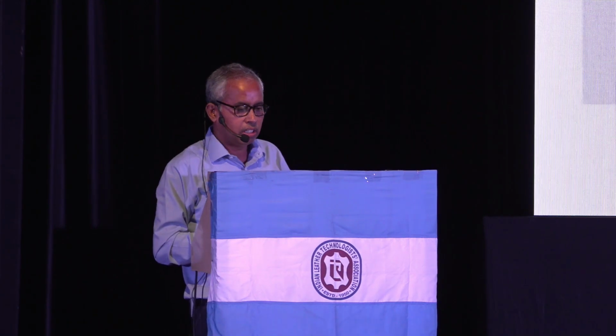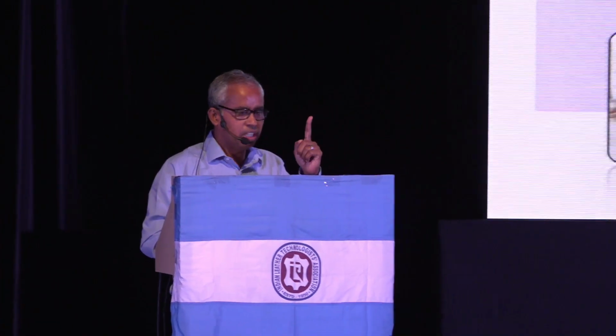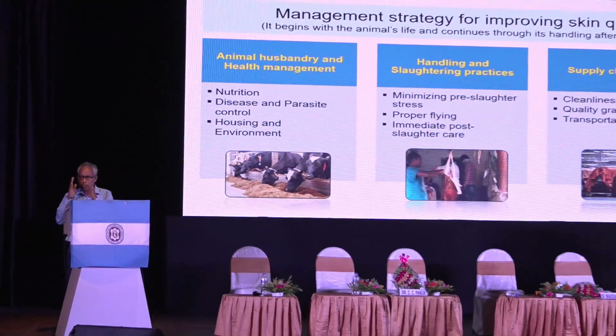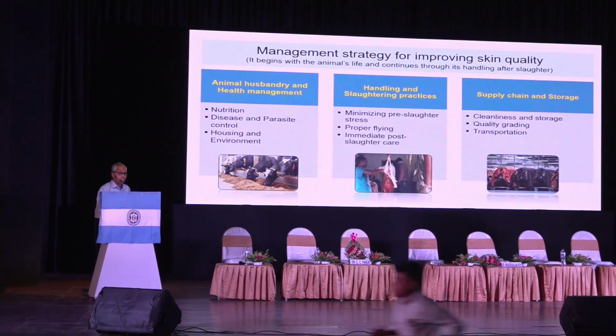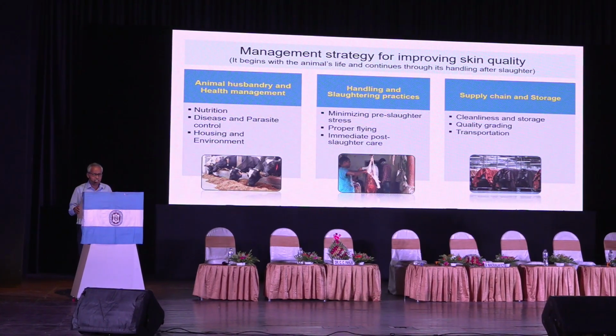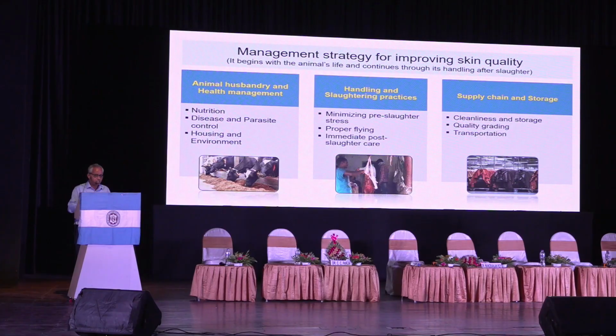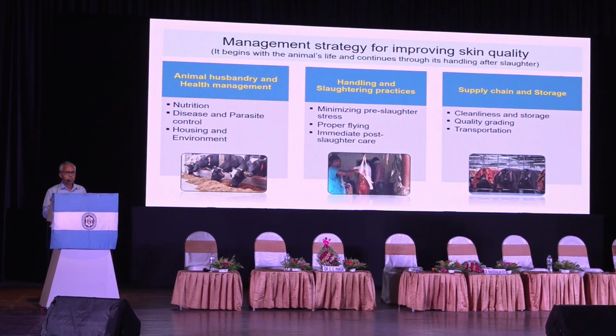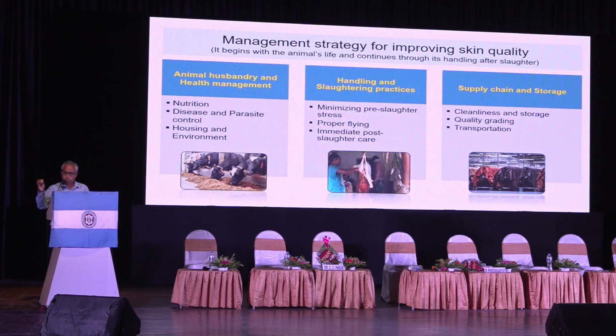Now, regarding the managemental aspect, this is very vital. Animal husbandry and health management is a very critical area. Nutrition: most of the animals of our country are malnourished. Here, nutrition and disease as well as parasite control. Although most of the animals of our country are adapted to different agroclimatic conditions, some intervention is required. Housing and environment are also vital. Side by side, handling and slaughtering practices as well as supply chain and storage management should be looked into.